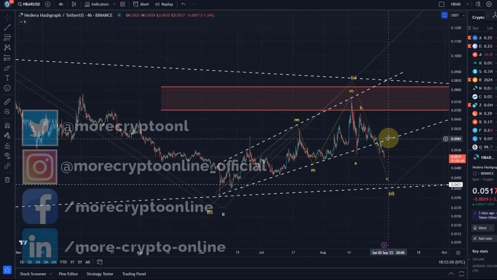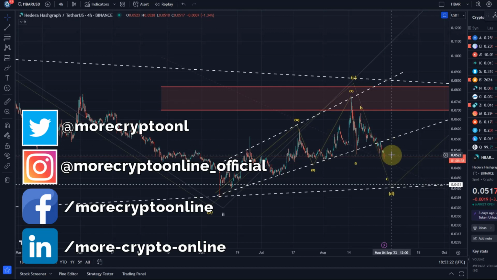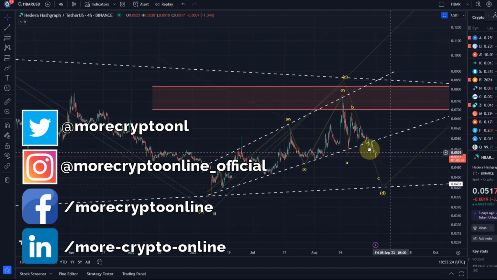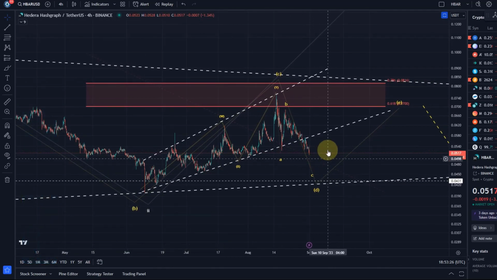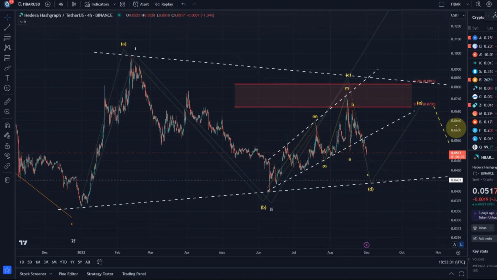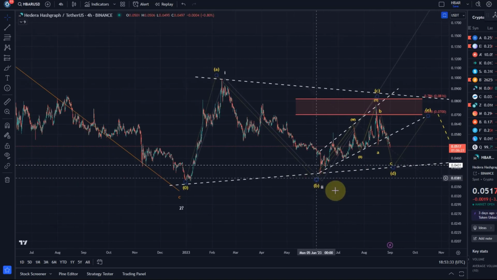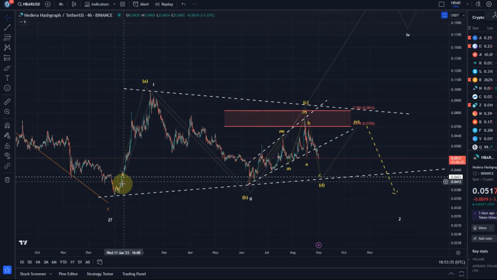On the HBAR chart, we continue to see that follow through to the downside that I already talked about in yesterday's video. I think I wanted to use this video to really just refresh the target levels for this move to the downside. Bigger picture, primary scenario is that HBAR is still in this triangle within the yellow wave count.